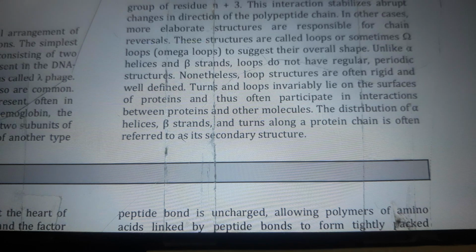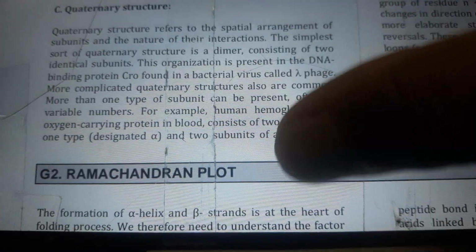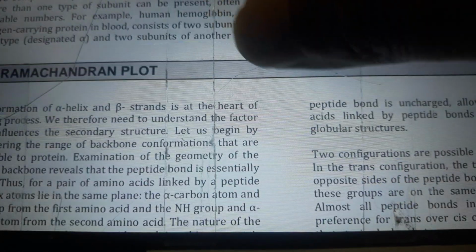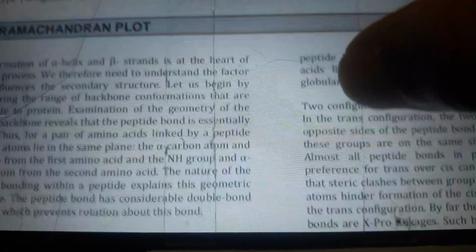molecules. The distribution of alpha helices, beta strands, and turns along a protein chain is often referred to as secondary structure. The next topic we're going to deal with is the Ramachandran plot, which will be in the next lecture. This will be just a general mention here, and I'll be giving details of this in the next lecture.